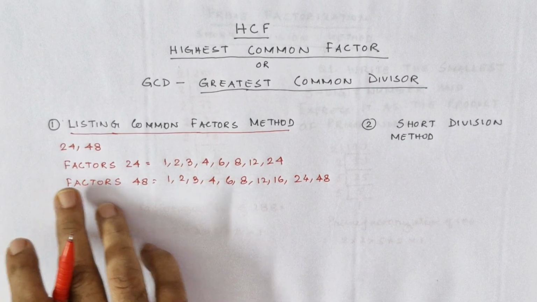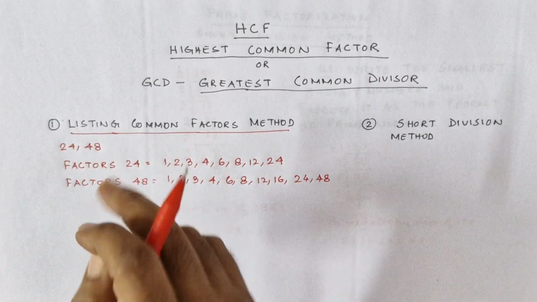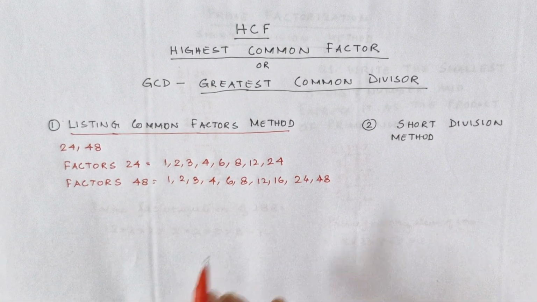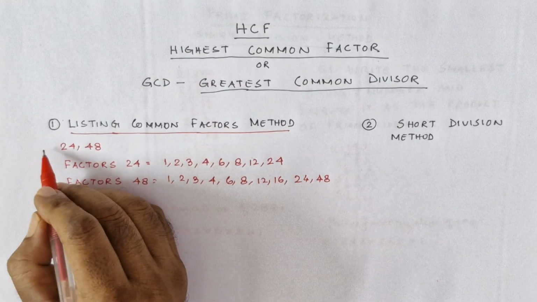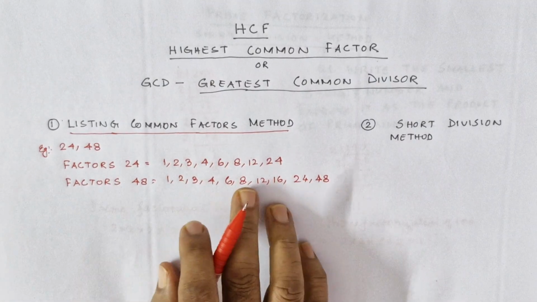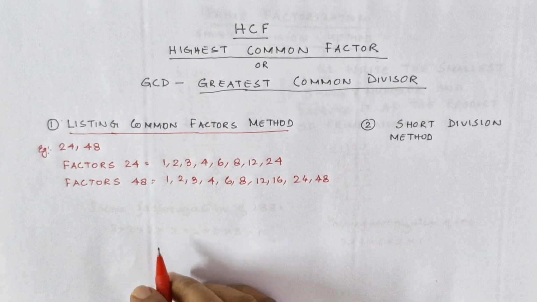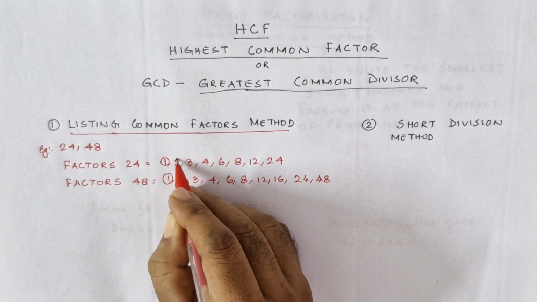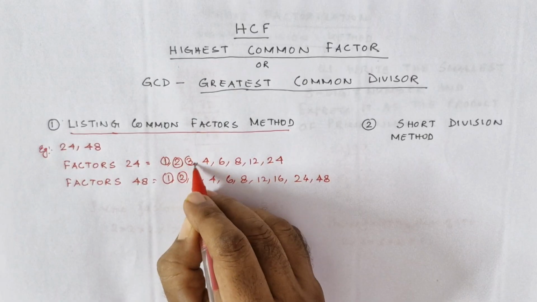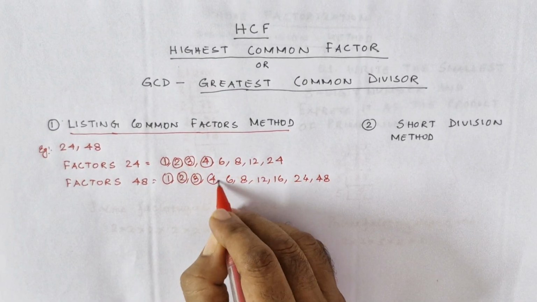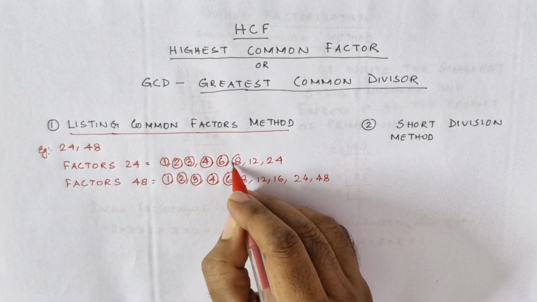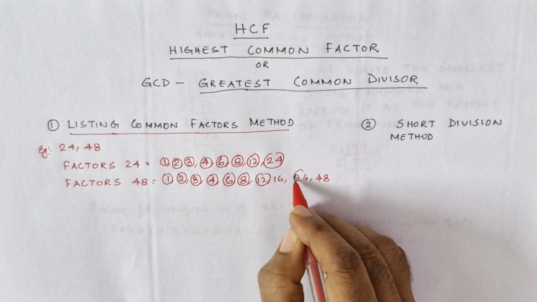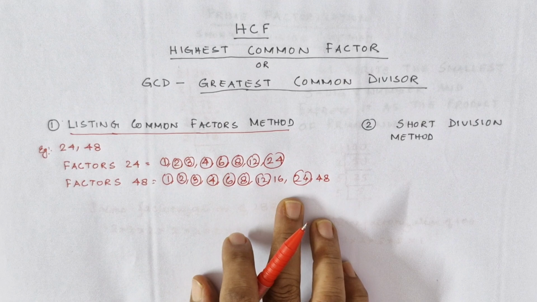Now you can see that we have listed. Listing common factors means we are listing all the factors of 24 and 48, that is the given numbers that we have taken in the first example. Now circle the common factors between these two. So 1 is common, 2 is common, 3 is common, 4, then comes 6, then comes 8, then comes 12, then comes 24. So these are all the common factors.